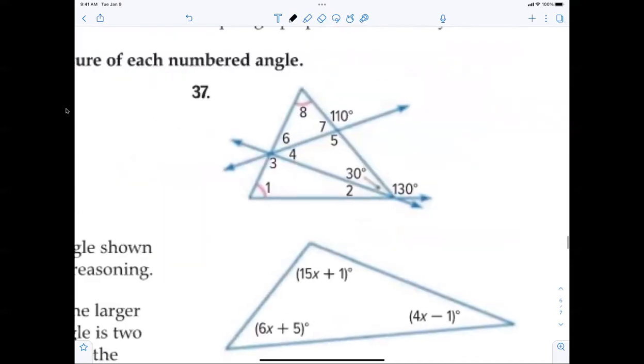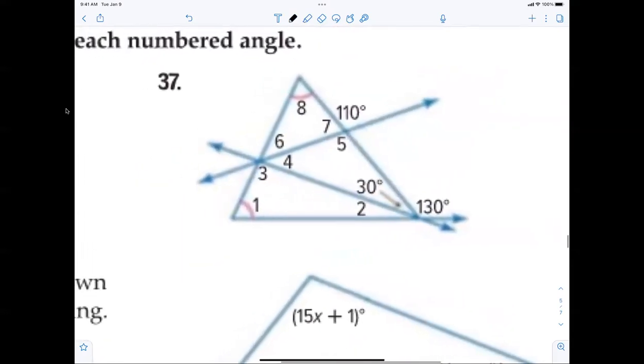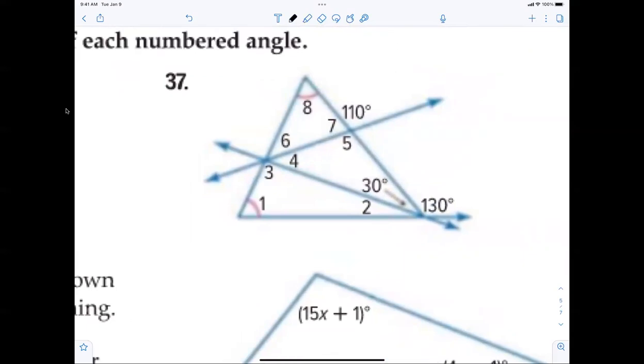Oh, this is a nice one. All right, so right off the bat, I'm looking at this going angle 2 must be 20 degrees, right? Because this whole thing is 180, right? All right, now I have 110, so angle 5 must be 110. Angle 7 must be 70. You with me? Now, this is what I don't like about this book, all right?